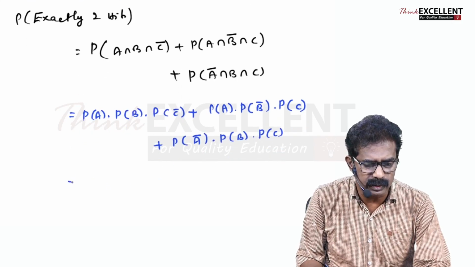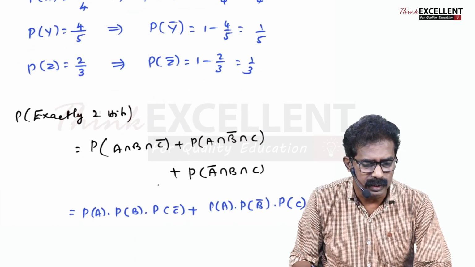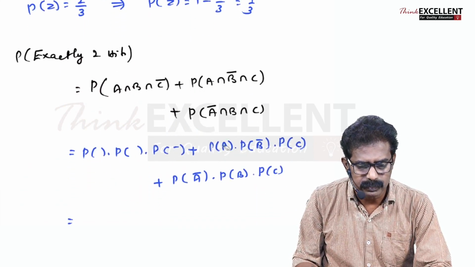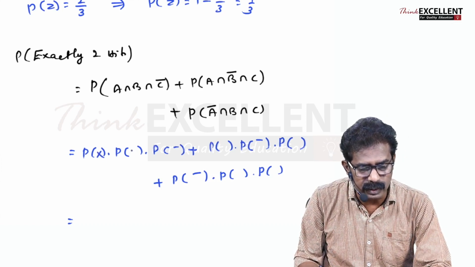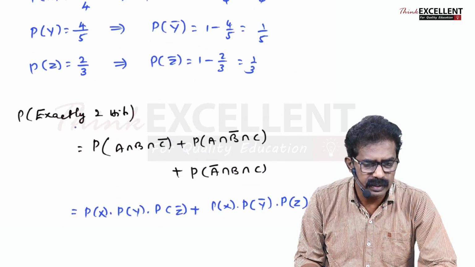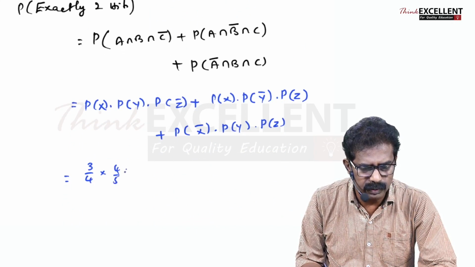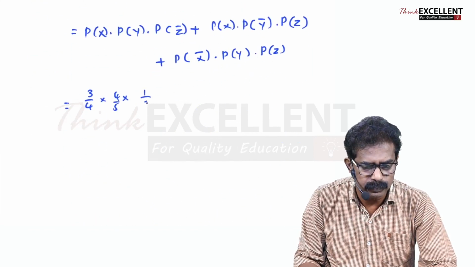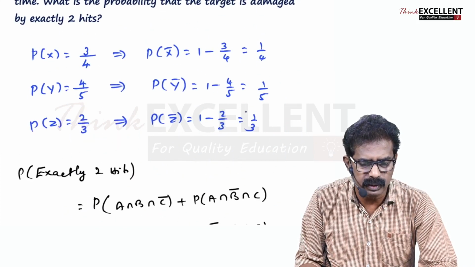All the six values you know, right? Sorry, instead of A, B, you have to use X, Y, right? So here X, Y, Z bar, X, Y bar, Z, X bar, Y, Z. So now we substitute the values. P of X 3 by 4, P of Y 4 by 5, P of Z bar 1 by 3. Plus P of X 3 by 4, P of Y bar 1 by 5, P of Z is 2 by 3, right?